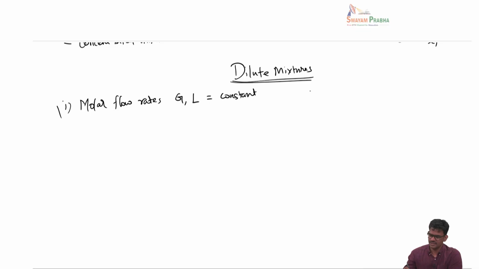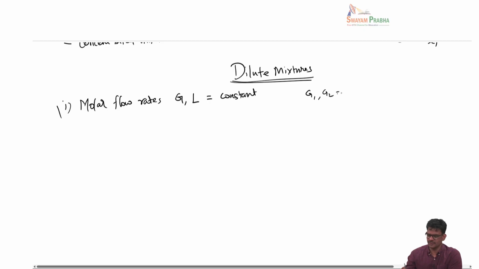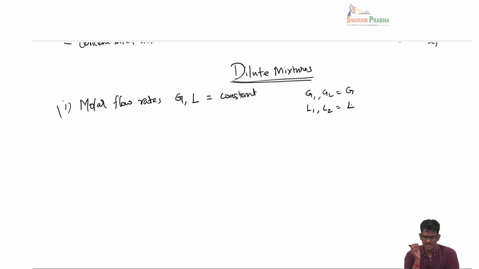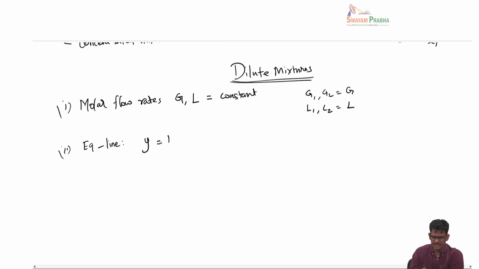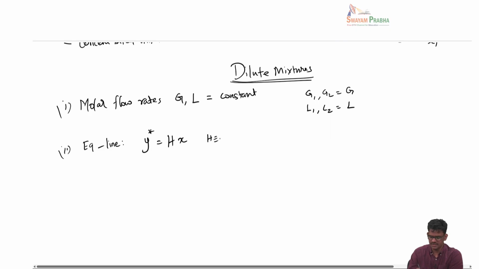So you don't have to have G1 and G2 and so on, you can actually treat them all as G. Similarly, you don't have to deal with L1 or L2, you can call all of them as just L. So this is one advantage, or one manifestation, of this dilute mixture assumption. The second is to deal with the equilibrium line. The equilibrium line can be conveniently expressed using Henry's law, where H is the Henry's constant.